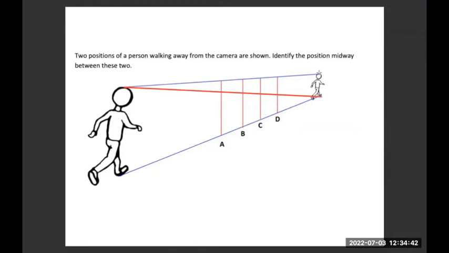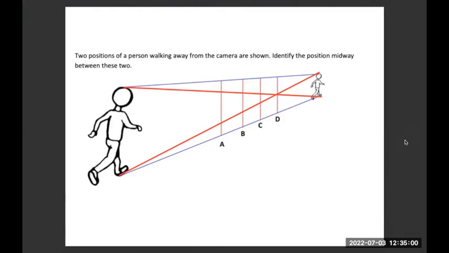Connect the lines, top to the bottom and top to the bottom. Wherever it intersects is the middle point. Where does this intersect? It's at position D. So that's the correct one.